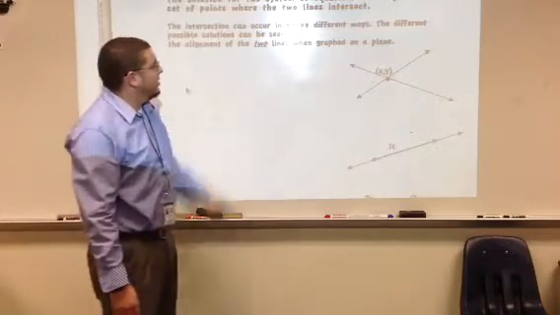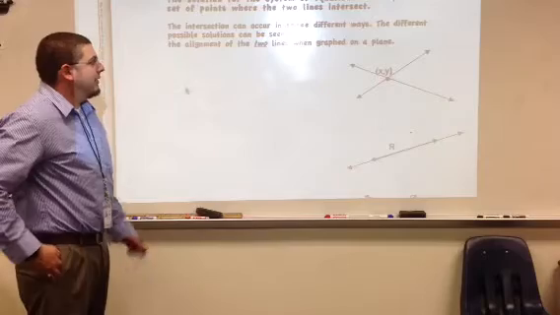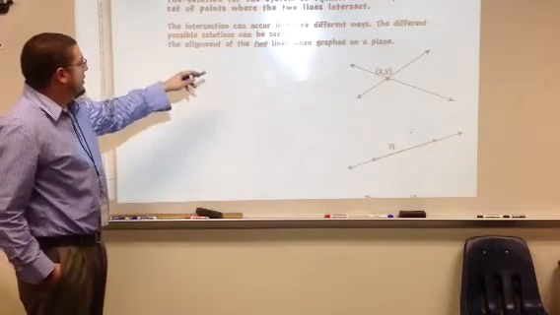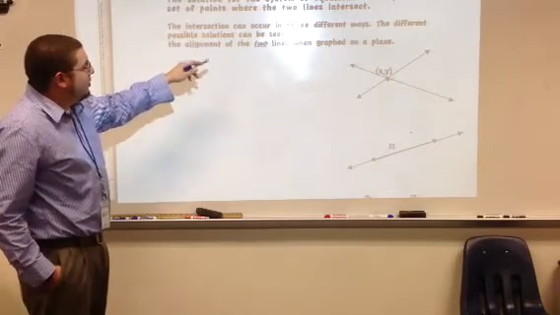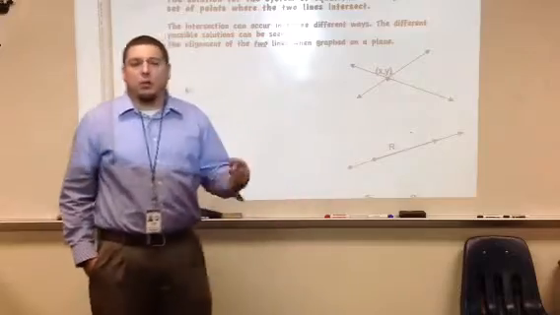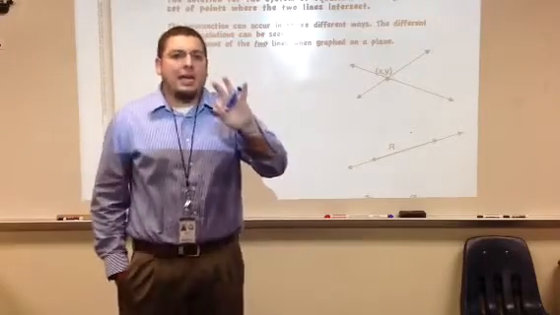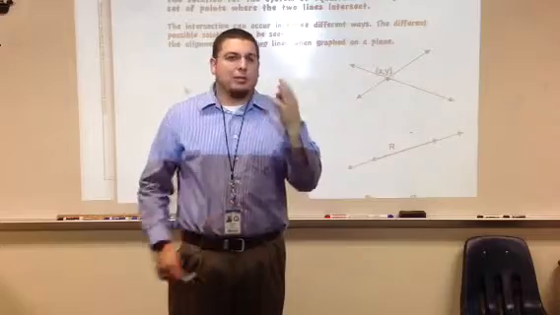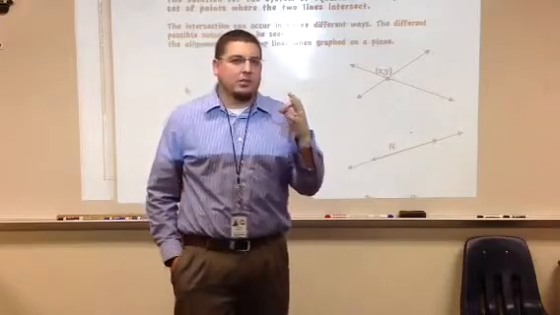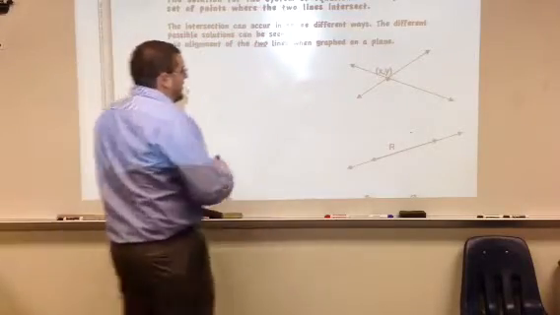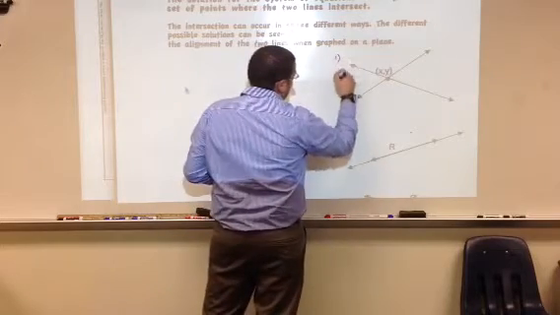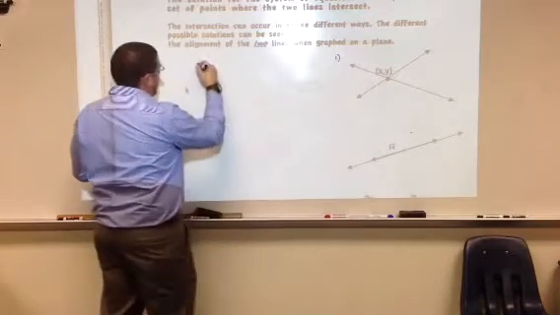The intersection can occur in three different ways. The three different possible solutions can be the alignment of the two lines when graphed on a plane. Okay, that's a whole lot of words to say this. There are only three types of solutions for systems of equations. Okay, the first type is this one right here. This right here is called one solution.